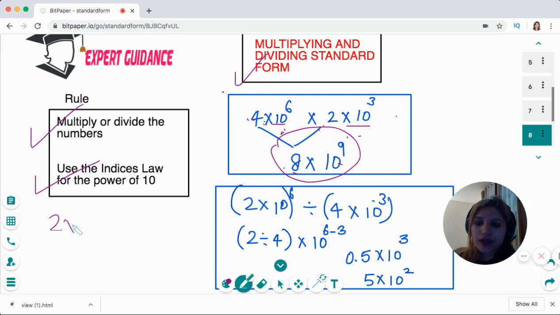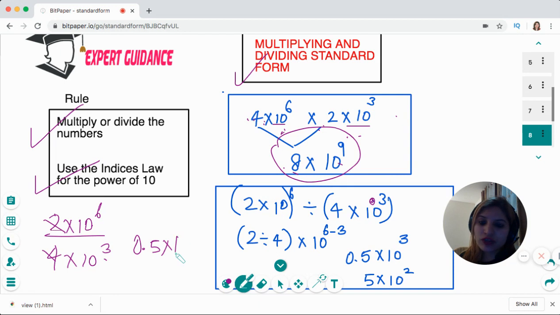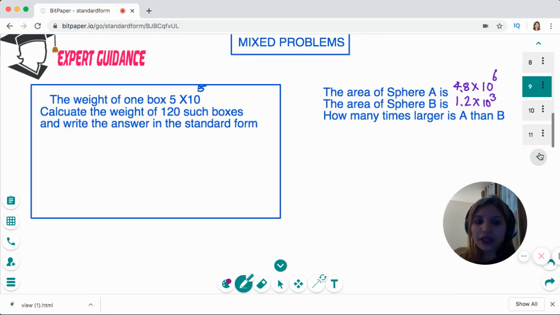Similarly, you have 2 times 10 to the power 6 divided by 4 times 10 to the power 3. Now, in this question, 2 divided by 4 is 0.5. And 10 to the power 6 divided by 10 to the power 3, so you'll take away the two powers, becomes 10 to the power 3. And then you can put that into a standard form by writing 5 times 10 to the power 2. Okay, so I hope this is clear to you. Now let's take a mixed problem.